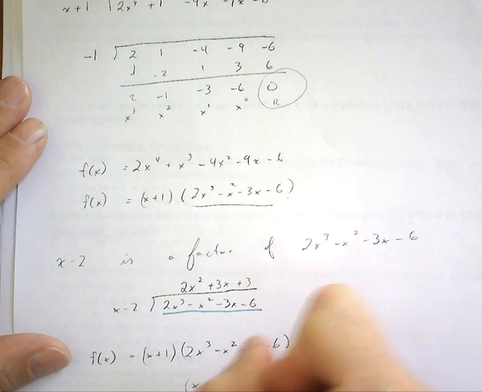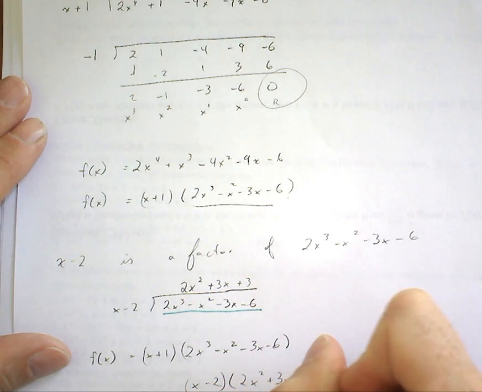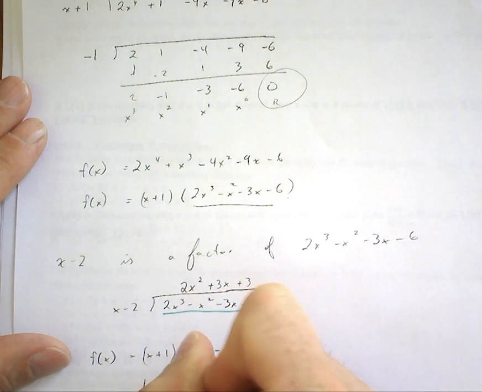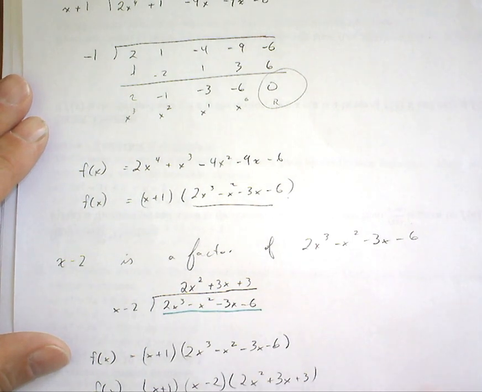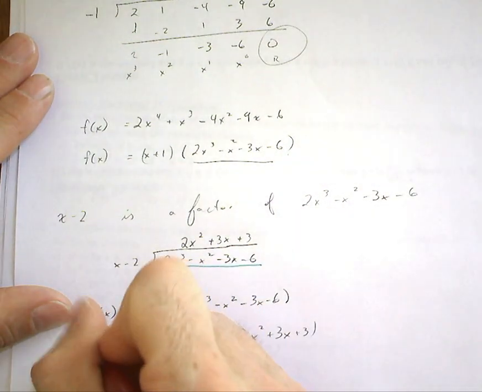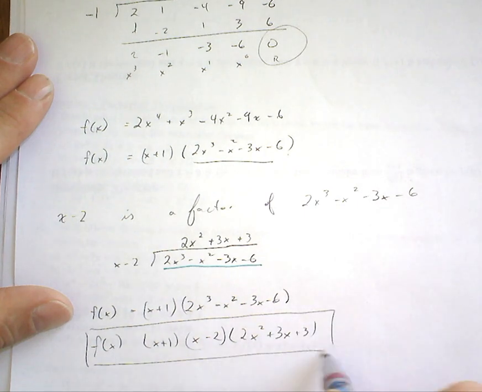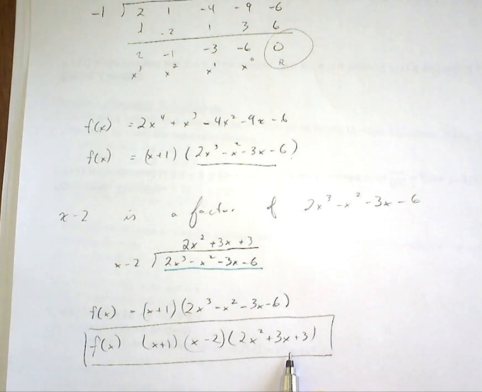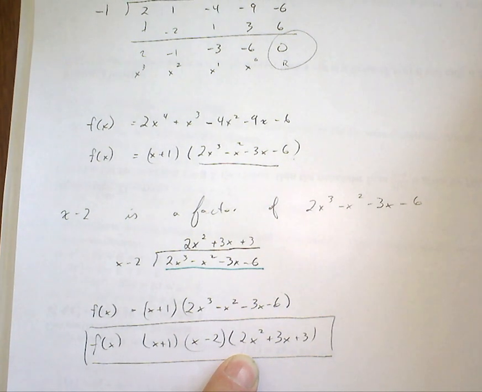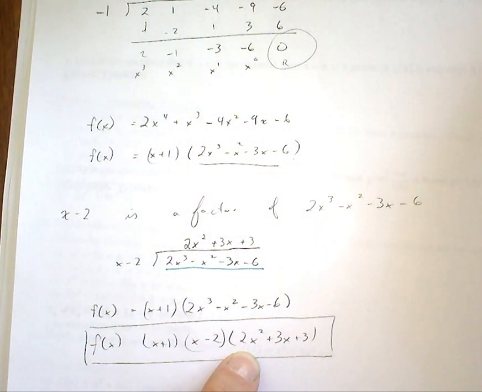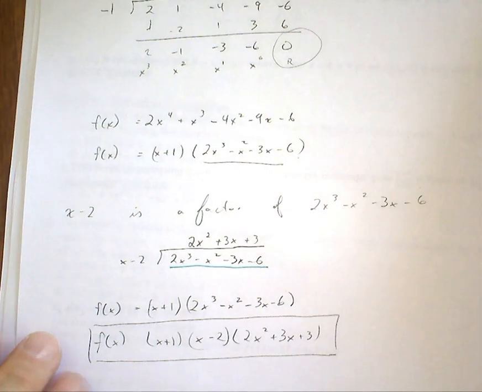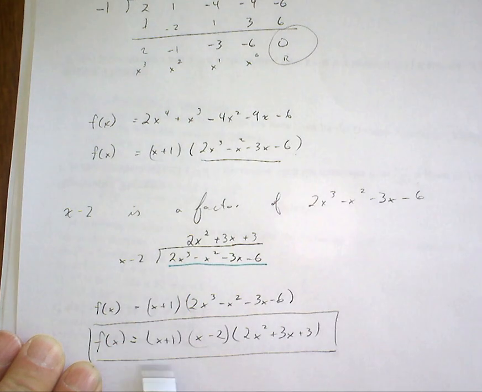x minus 2, 2x squared plus 3x plus 3. So my polynomial f of x is factored. And we're getting pretty close to the end. Now I need to break up this polynomial. Right now we're at a quadratic. So I challenge you, actually I don't because I'm not torturing you, to factor this. Fact is, you cannot factor this. This is an unfactorable quadratic. So this is our polynomial that is totally factored.